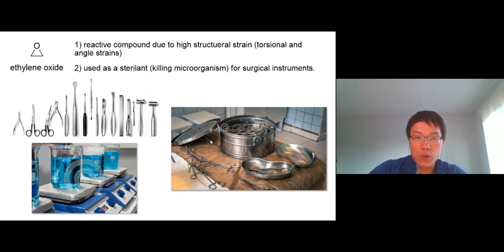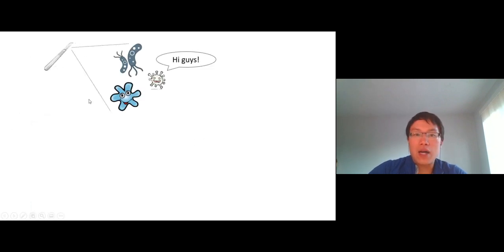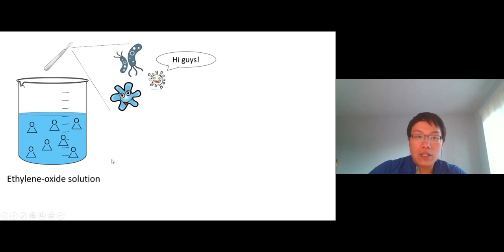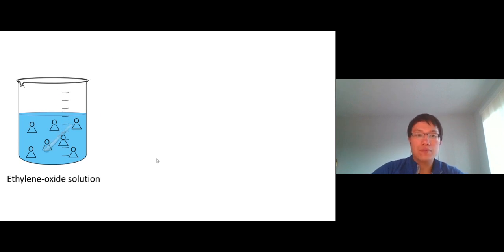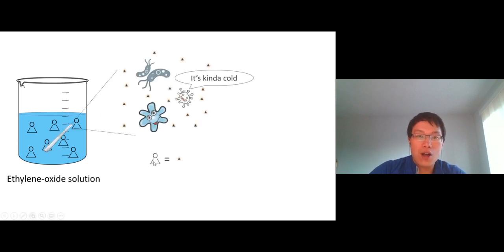Now, how does this work? Let's take a look at a dirty, let's say, surgical knife. After use, bacteria are floating around, so we need to clean it before the next use. So we make an ethylene oxide solution and dump the knife in there. The bacteria are going to say, uh-oh, kind of cold, nothing happened.